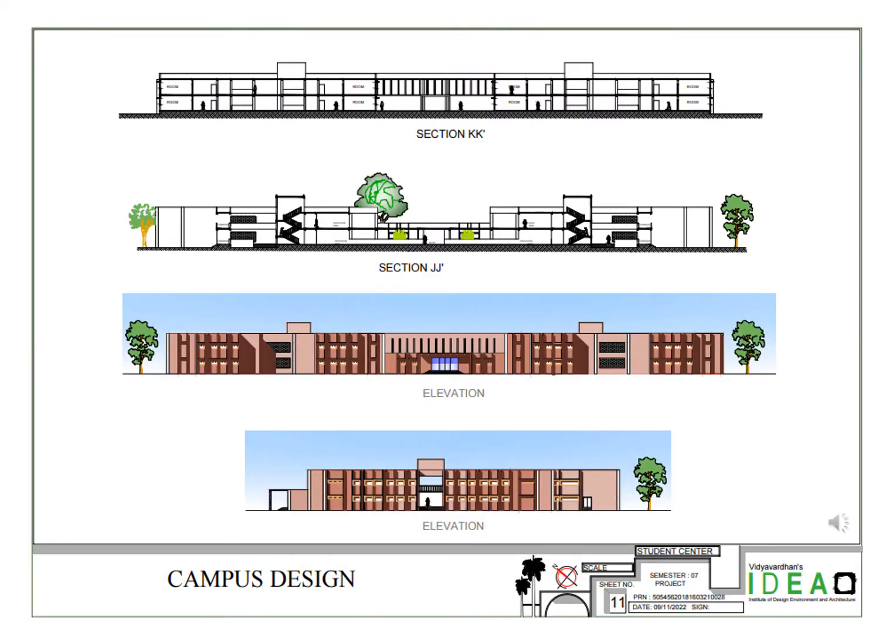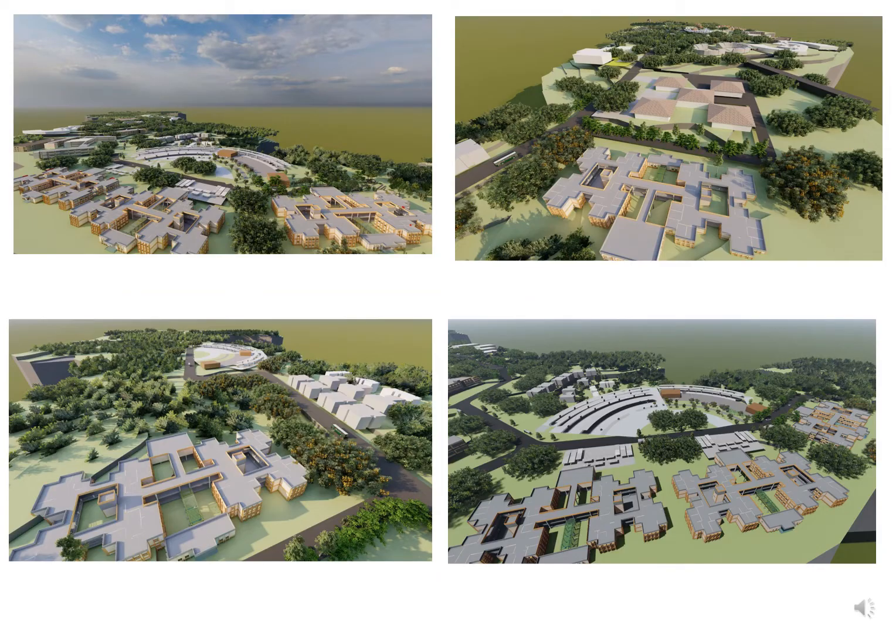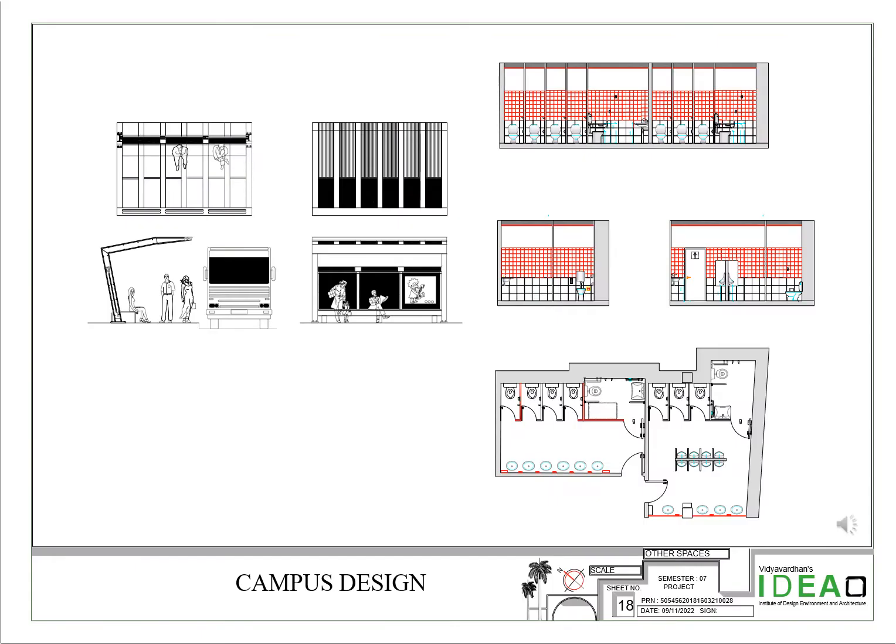There are some sections and elevations for better understanding of the hostel. There are some 3D views which show the placement of hostels on the whole campus. This is the plan of the tram stop and public toilet. Overall, 7 cafeterias are provided along the main road, and also a tram stop with a public toilet attached to it, provided at feasible locations.